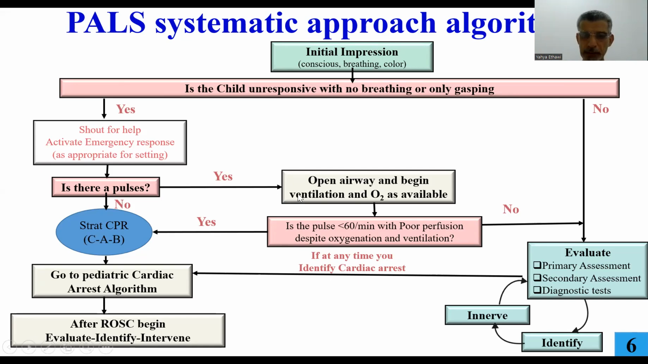Now, if there is a pulse and you start ventilation or respiratory support and oxygen, after that check your pulse. When you check your pulse, you don't need to count accurately. You just need to say whether your pulse is less than 60 or more than 60. If it's less than 60, even if there is a pulse, you go to the cardiac arrest algorithm, or CPR. If it's more than 60, then you go to your routine of evaluate. Remember your routine: evaluate, identify, intervene.